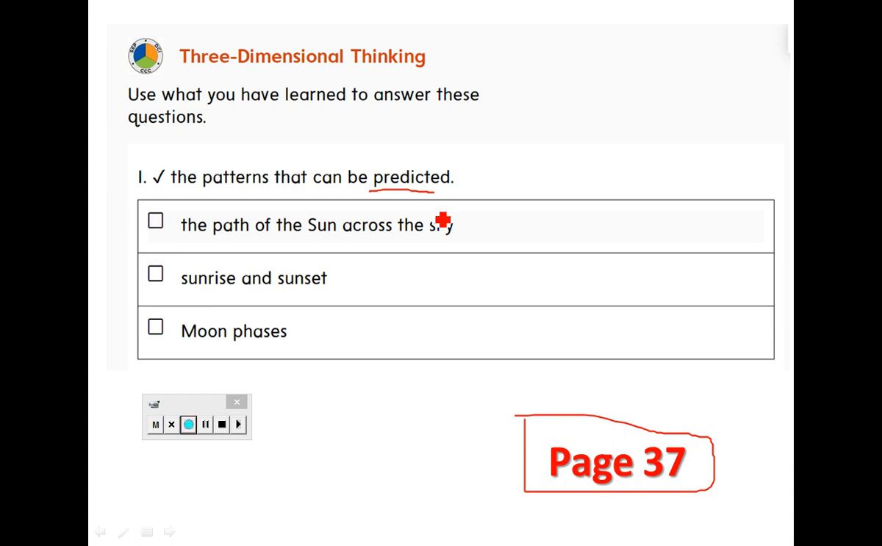Can you guess the path of the sun across the sky? We all know that in the morning it's sunrise and then sunset, so you can guess the pattern of the sun, or the path of the sun. Sunrise and sunset, can you also guess the timing? Yes, you can. What about the moon phases? You will know the moon phases because it does not change. So the phases of the moon you can also guess. So I guess the answer is all of them. We can guess all of that.